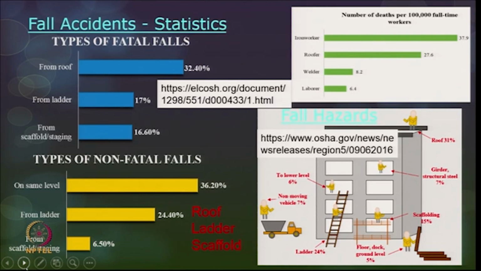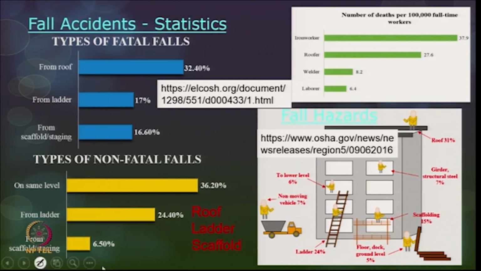Types of non-fatal falls: again from ladders, and that is really high. From ladders a lot of non-fatal falls have happened, and the next one is from staging or scaffolds. And who are the workers who have been affected by fatal falls? Iron workers, roofers, welders, laborers and so on. The list is quite long; a number of people are really affected because of fall hazards.